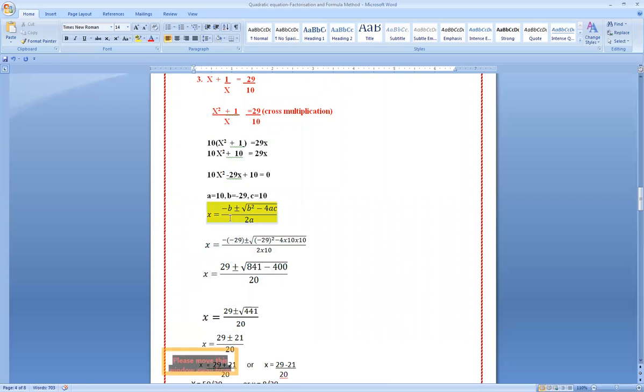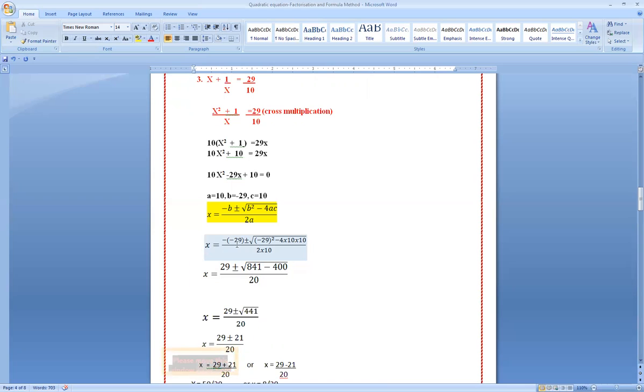That is x equals minus b plus or minus root b square minus 4ac divided by 2a. Now x equals minus of the value itself, which is minus 29, substituted in the place of b, minus of minus 29 plus or minus root. The value of b is minus 29 whole square minus 4 into 10, into the value of c, which is also plus 10, divided by 2 into 10.